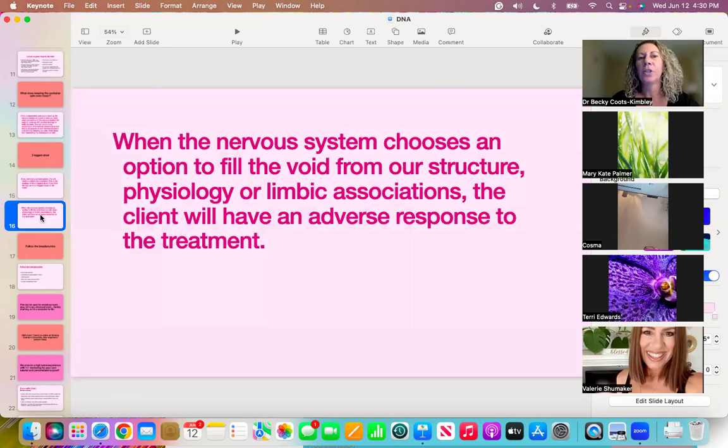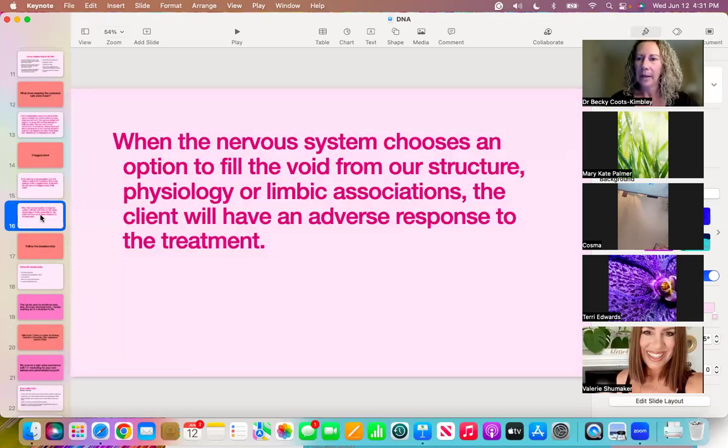When the nervous system chooses an option to fill the void from our structure, physiological, or limbic associations, which is our emotions, the client will have an adverse response to that treatment. So I had posted something the other week about myself, who had some emotion work done, and someone had removed an emotion from me, and I was blown up for quite a few weeks, and I couldn't figure out why.